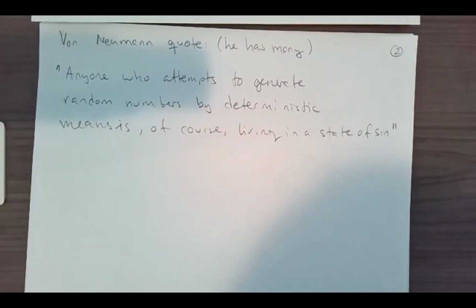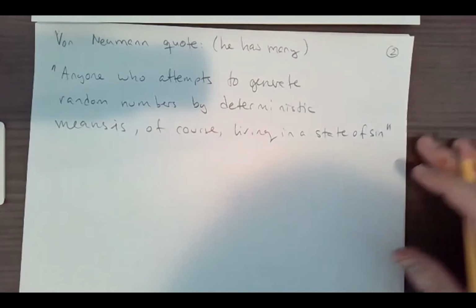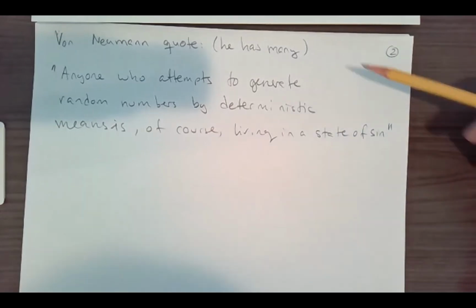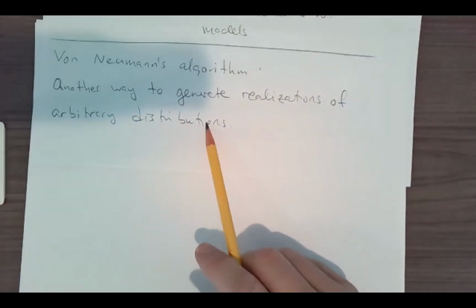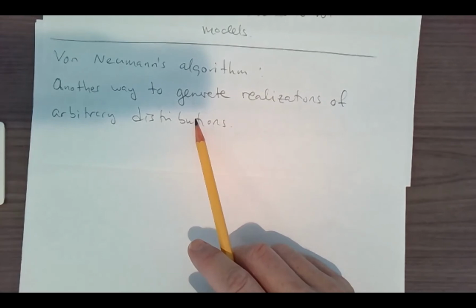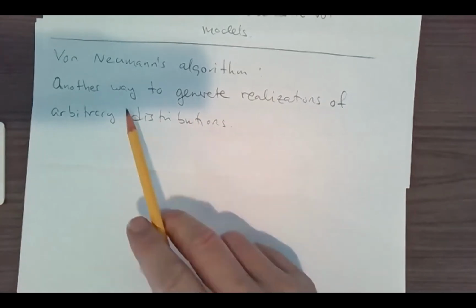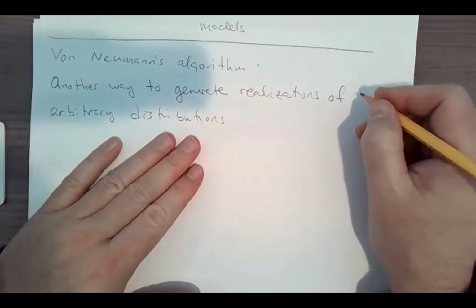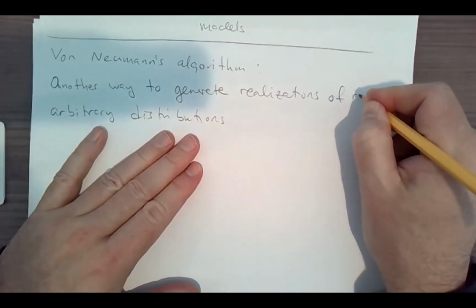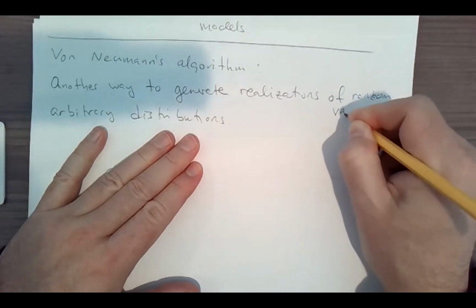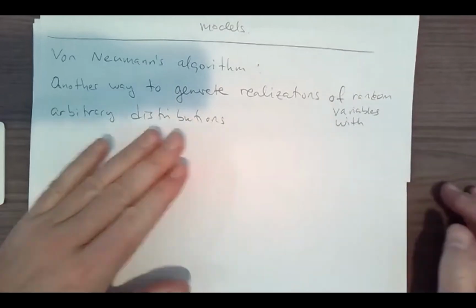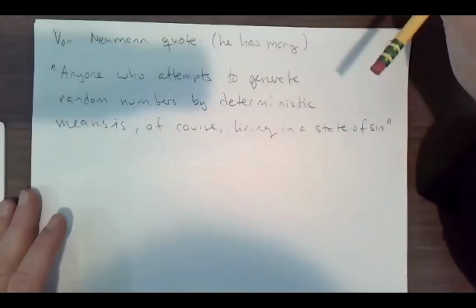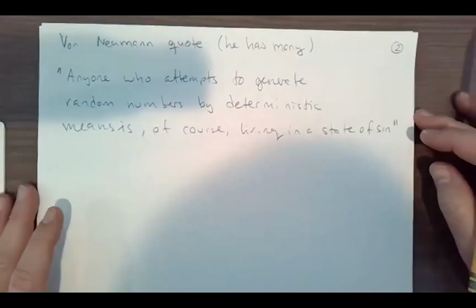It serves as a warning for using a computer to generate these realizations of random variables. Right, so this is another way to generate realizations of random variables with arbitrary distribution. What von Neumann says is that this is not really possible using a computer.